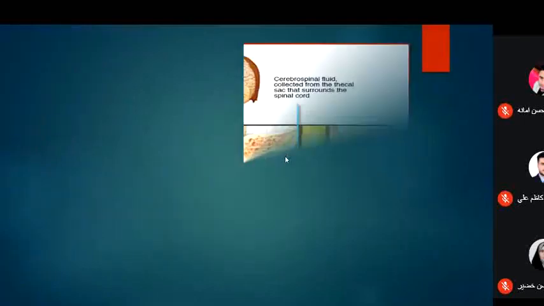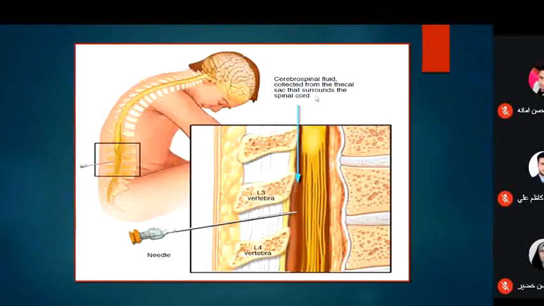Now we'll see how to perform the LP. You know what the level is? It is L3, L4, or L4, L5. Because you know the spinal cord at this level has ended. And what we have here is called the cauda equina. And the LP needle should be inserted parallel to the vertebra, and the end is inside the subarachnoid space.